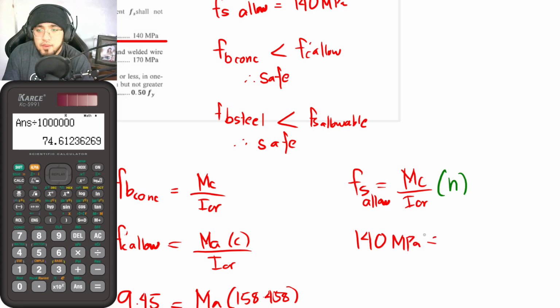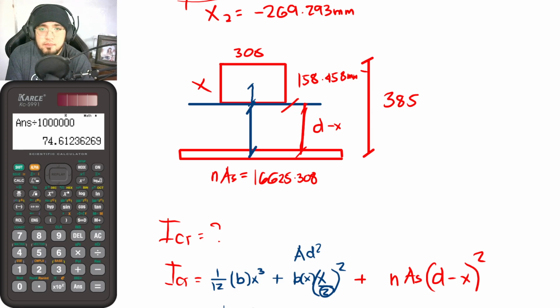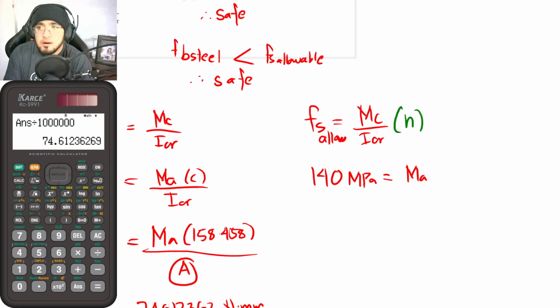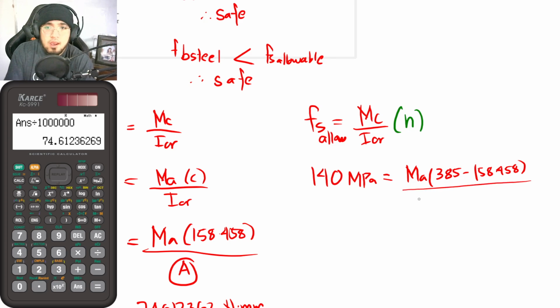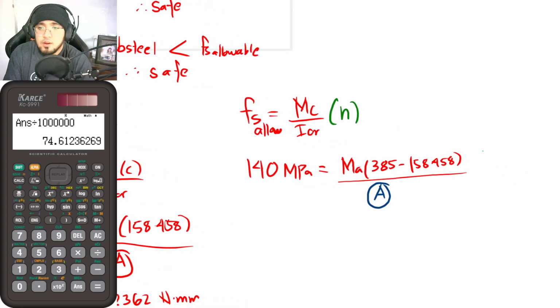This is now equal to M, and I will also name this as MA times C, and the value of C once again is the distance from the neutral axis up until the centroid of the steel, and that is D minus X. Then our D is 385 and our X is 158.458. So from that, this is times 385 minus 158.458 divided by alpha A times N, and the value of N is equal to 9.